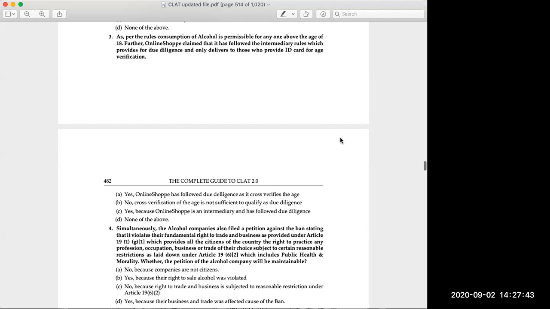No, cross verification of age is just not sufficient to qualify as due diligence, because what I think is that not enough information is given in the passage about this. So the safest answer, I think, should be B.